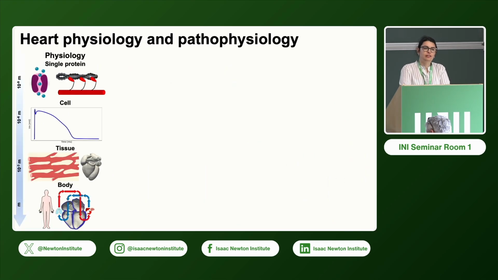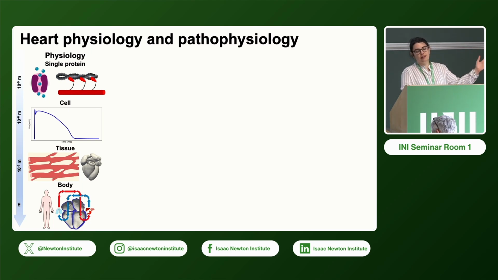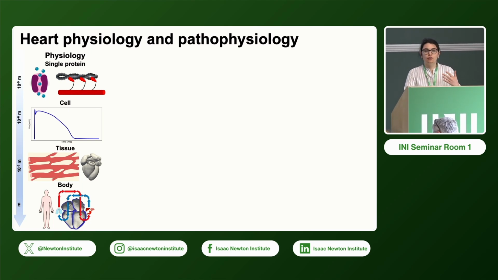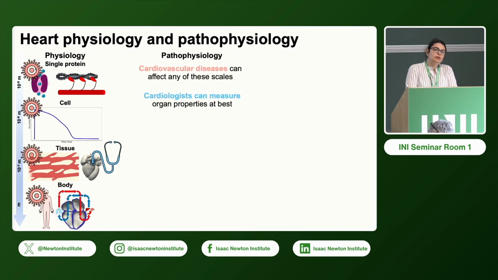So I hope I don't need to convince anyone here that the heart is complex. We have processes going from single proteins to the cell, to the tissue and whole organ and body with the circulatory system. When we look at cardiac diseases, they can hit any of the scales. However, when we look at what cardiologists can measure, very often this is restricted to whole organ scale. And for them, it's quite difficult to link what's causing the symptoms, so to understand what's going on.